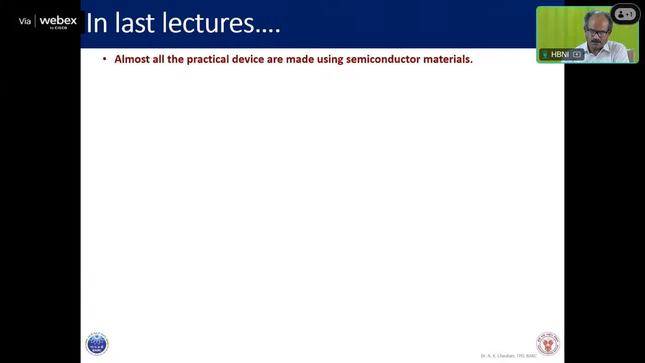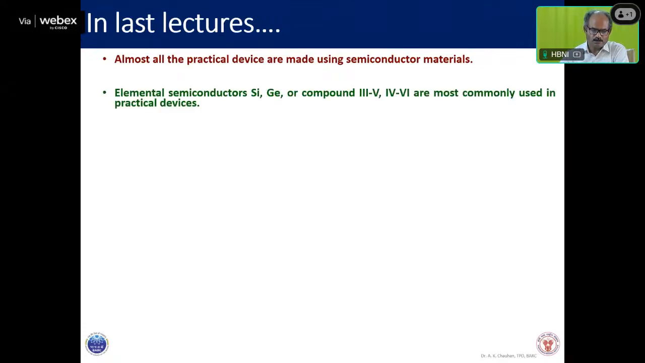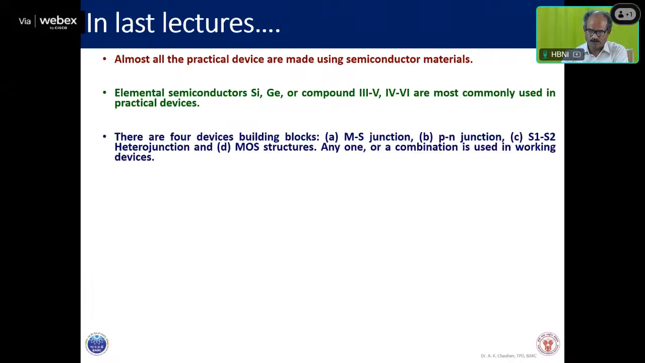Almost all the practical devices are made using semiconductor materials. We also learned that elemental semiconductors are mainly silicon and germanium only, and then there are compound semiconductors where we use 3-5 and 4-6 materials, and these are the most commonly used elemental and compound semiconductors in the devices.